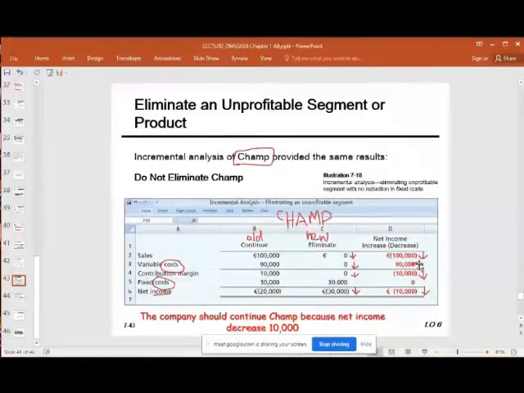So fixed cost eliminated. Which one is it? Fixed cost eliminated is this one. So in this question, it says that all the fixed costs must be absorbed by the other two products. So 0 eliminated. Eliminated means reduce. So this question says that all 30,000 must be absorbed by Master and Pro. That's why your fixed cost eliminated is 0.